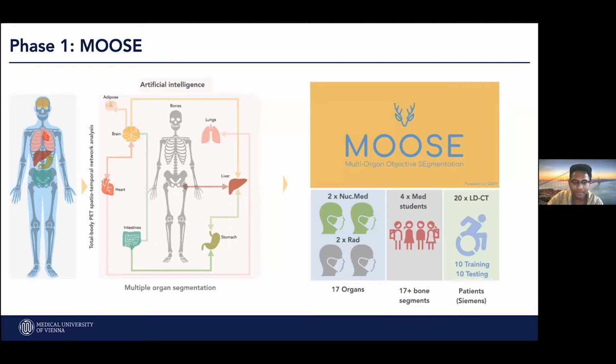And for phase 1, we actually used an artificial intelligence approach where we segmented different organs from the low-dose CT. And this is a thing which we do in our lab, that we name all our tools after animals. So this one is called MOOSE. The abbreviation is multi-organs objective segmentation.